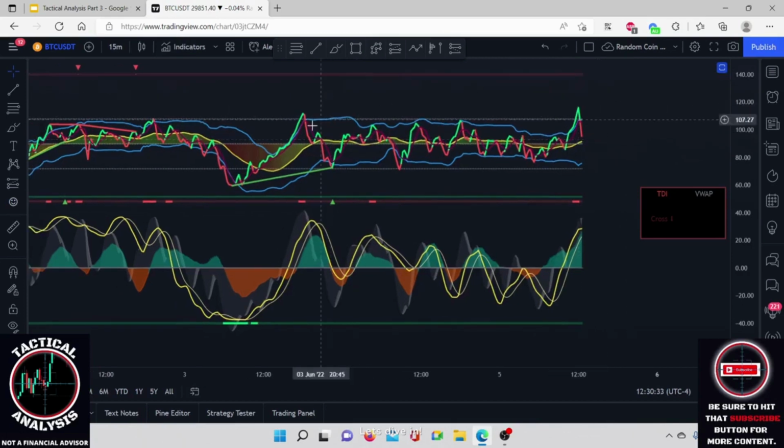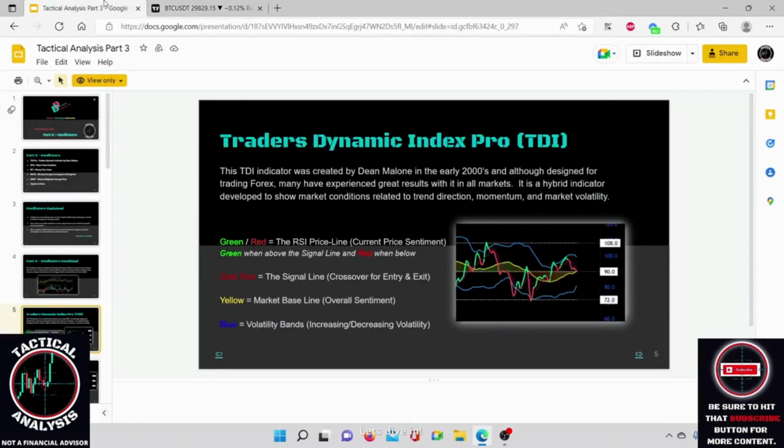Okay, you can see it is a dual level. Okay, TDI included on top of the VWAP. Okay, when we go back and look at the TDI signals, green and red on the RSI line is the current price sentiment. Green when above the signal line, red when below.